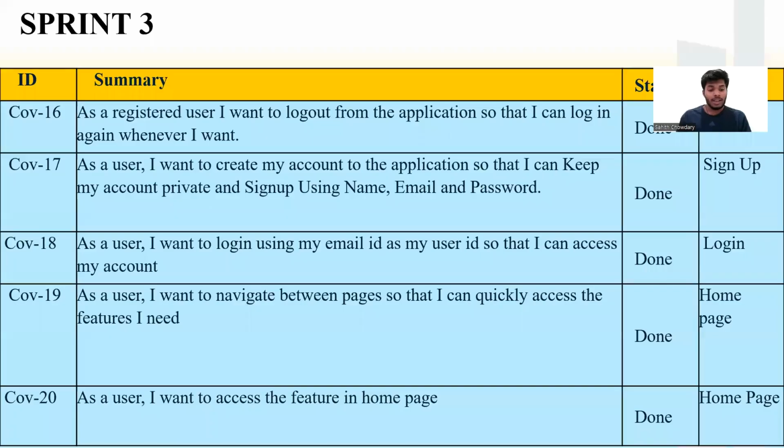And in sprint 3, these are the functionalities we have done: users should be able to log in at any time after logging out from the application, and a user should be able to create his own private account and sign up using a name, email, and his password. And the user should be able to log in using email ID as his user ID to access his account.